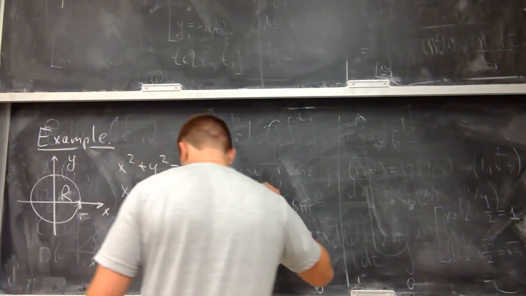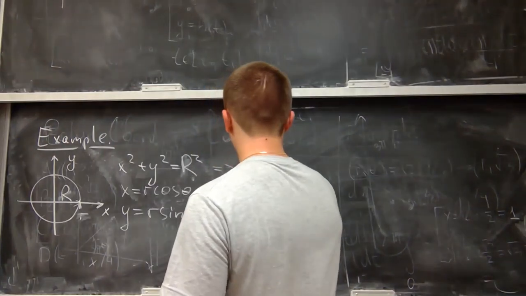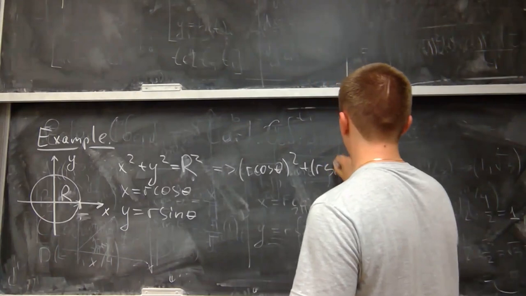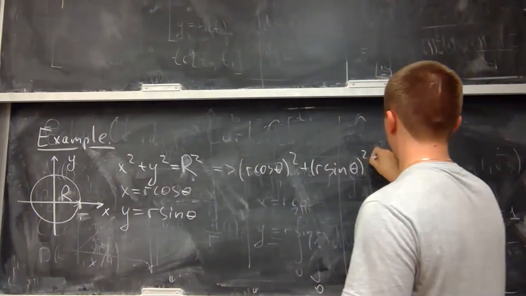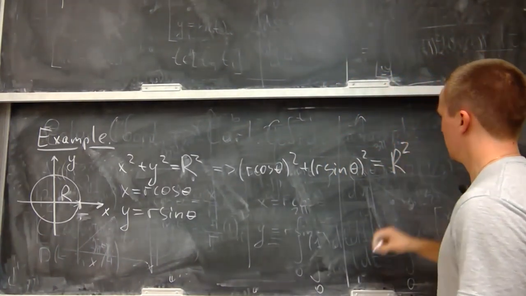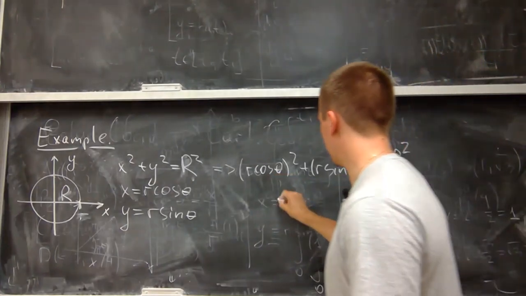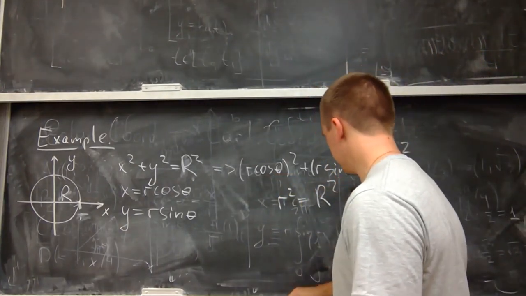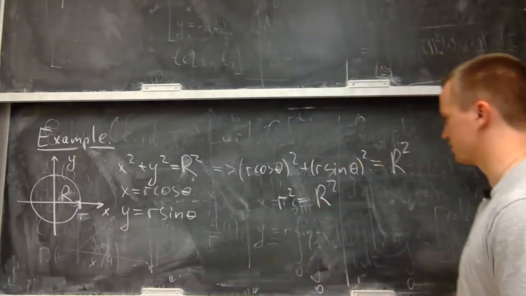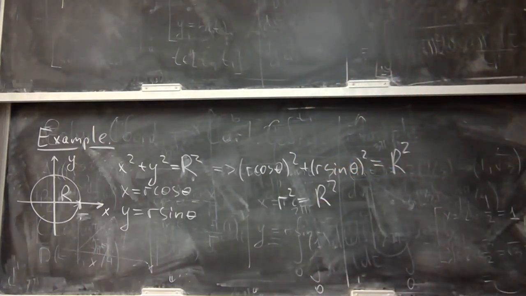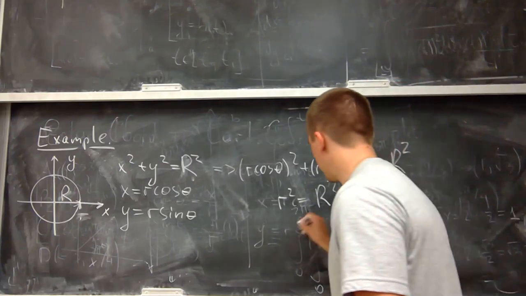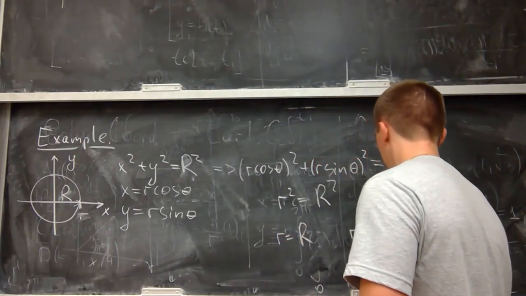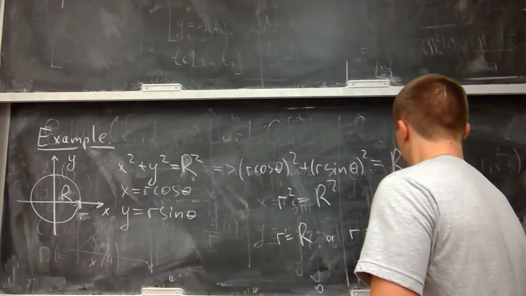I will get r cosine theta squared plus r sine theta squared equals big R squared. Here I'm going to factor r squared, so we get r squared equals big R squared. Maybe I should use just A instead of big R. Then I take the square root of both sides, so we get r equals R, and r equals negative R.